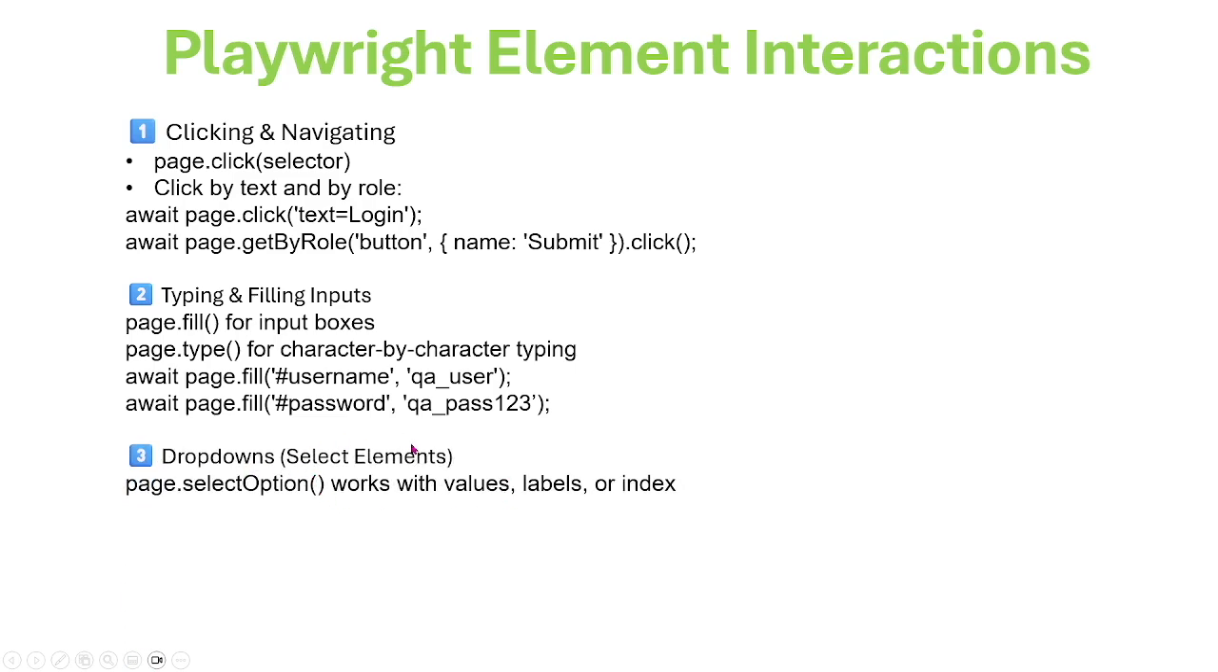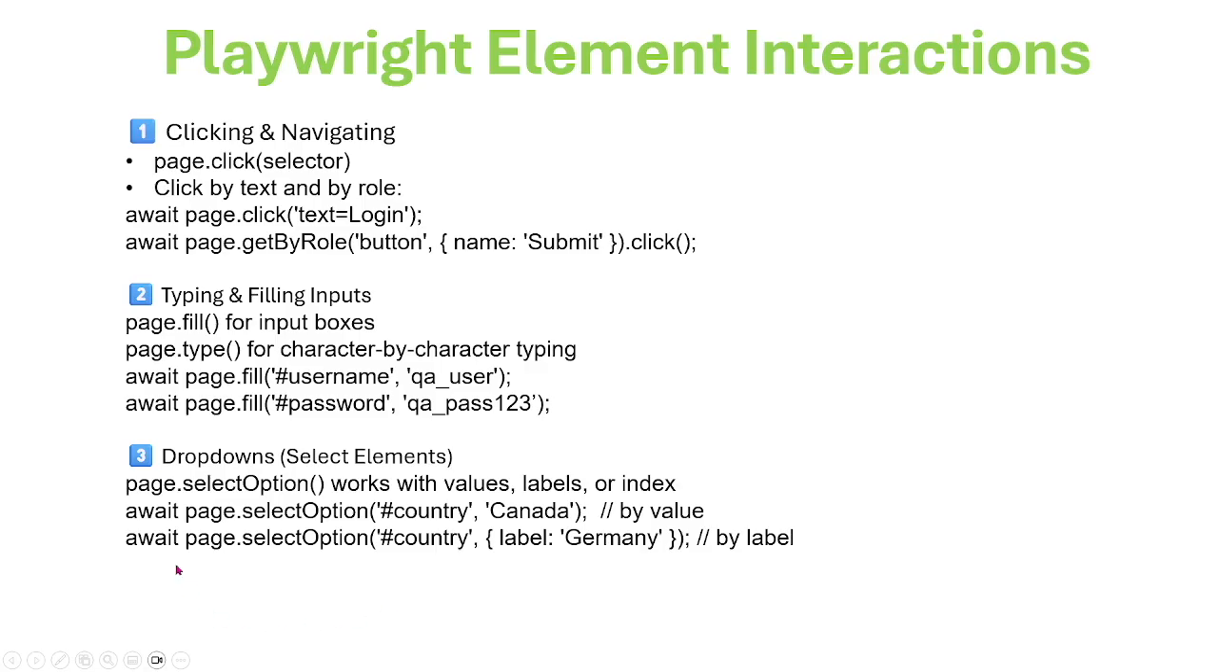Dropdown select web elements. Page select option works with the value, label, and the index. Here is the code: await page select option. This is the web element, this is the value, and here is the web element, this is the label.